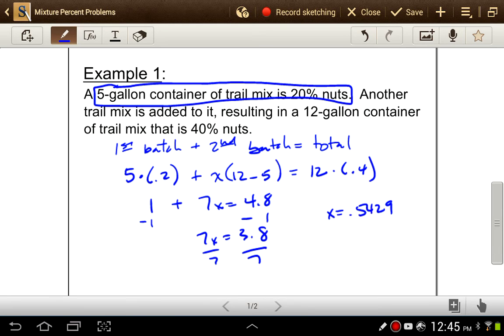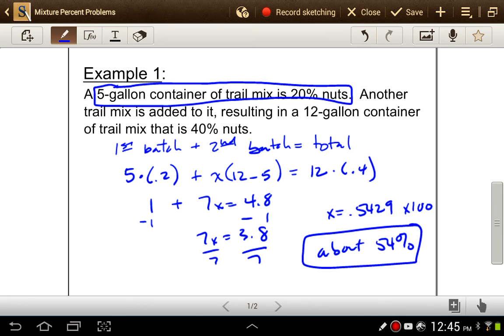0.5429. Now I want to know what percent of nuts is in the other trail mix, so I'm going to multiply this by 100, and that gives me about 54%. So about 54% of the second trail mix is nuts. That's how we're going to get that answer. Okay, let's move on to example 2.